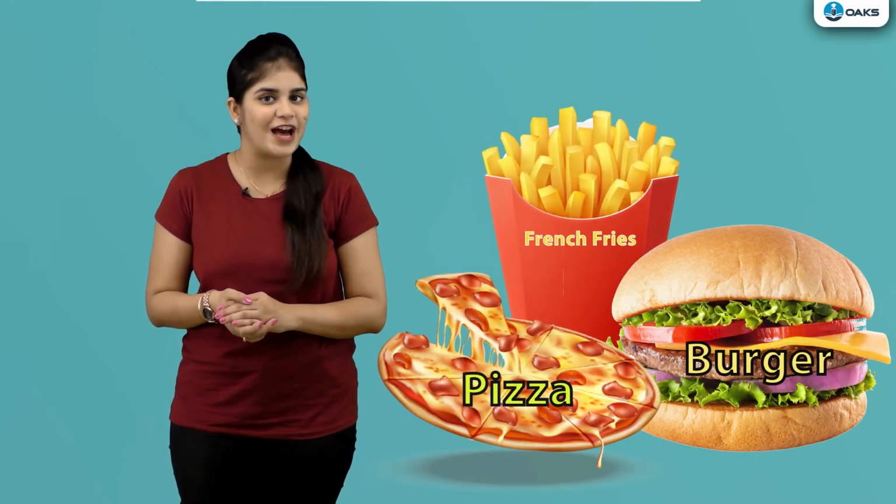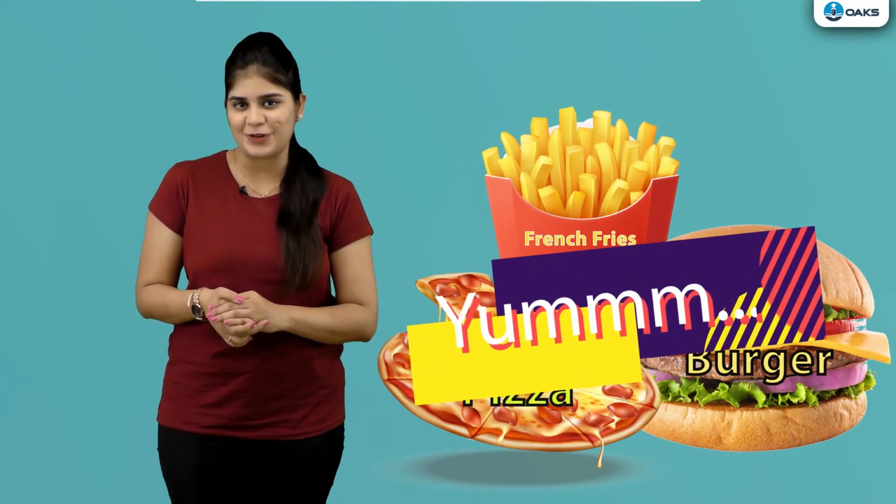We like to eat delicious food like burgers, pizzas and french fries. So yum, right? But have you ever wondered where we obtain our food from? Obviously, we get our food from plants and animals. Not only us, but all animals and non-photosynthetic plants obtain their food from other organisms.